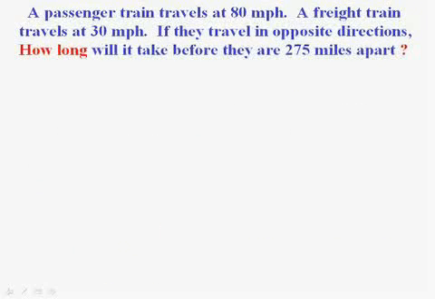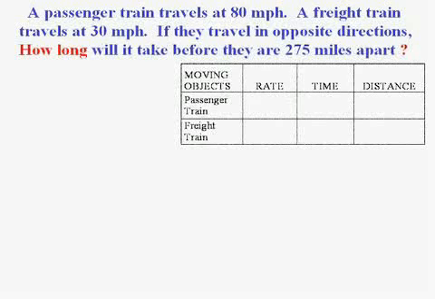As usual, this problem is going to have 2 objects of some sort moving at the same time. So we'll use our chart. A passenger train travels at 80 miles an hour. A freight train travels at 30 miles an hour. If they travel in exactly opposite directions, how long will it take before they are 275 miles apart? Can't do that one in my head. So let's use the chart.